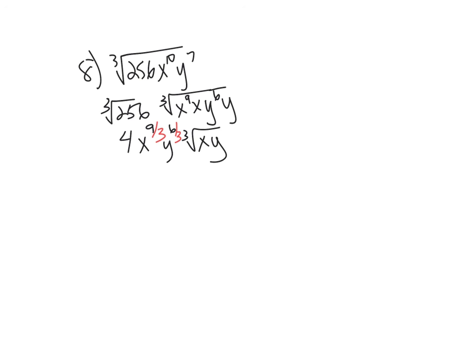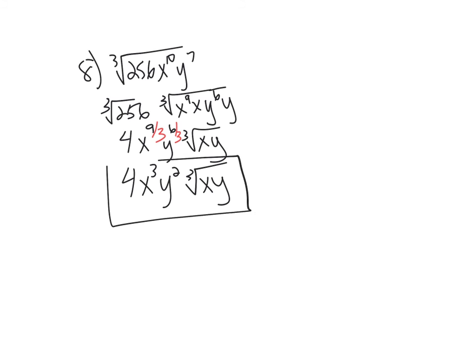So last simplification, we have a 4. 9 divided by 3 is 3. 6 divided by 3 is 2. And the cube root of x times y. Okay, so if you have a root that does not divide evenly, again, rewrite it as the same base two separate ways in order to take at least part of that root out.